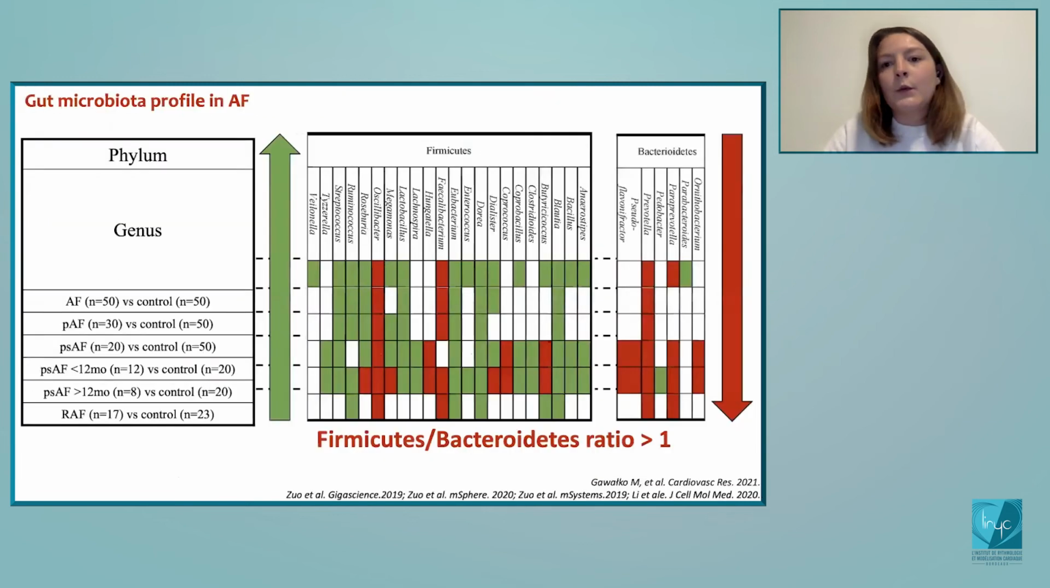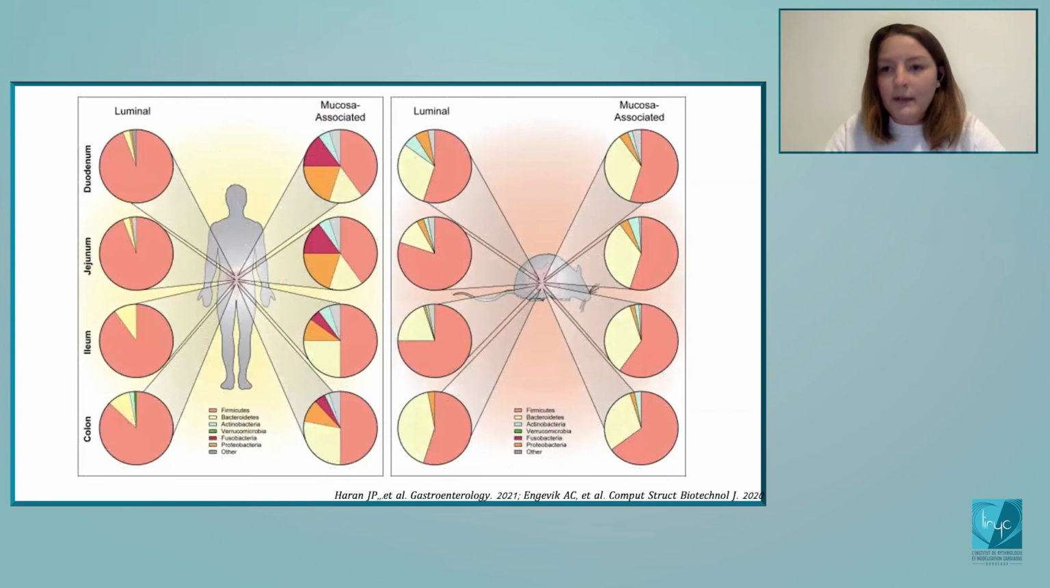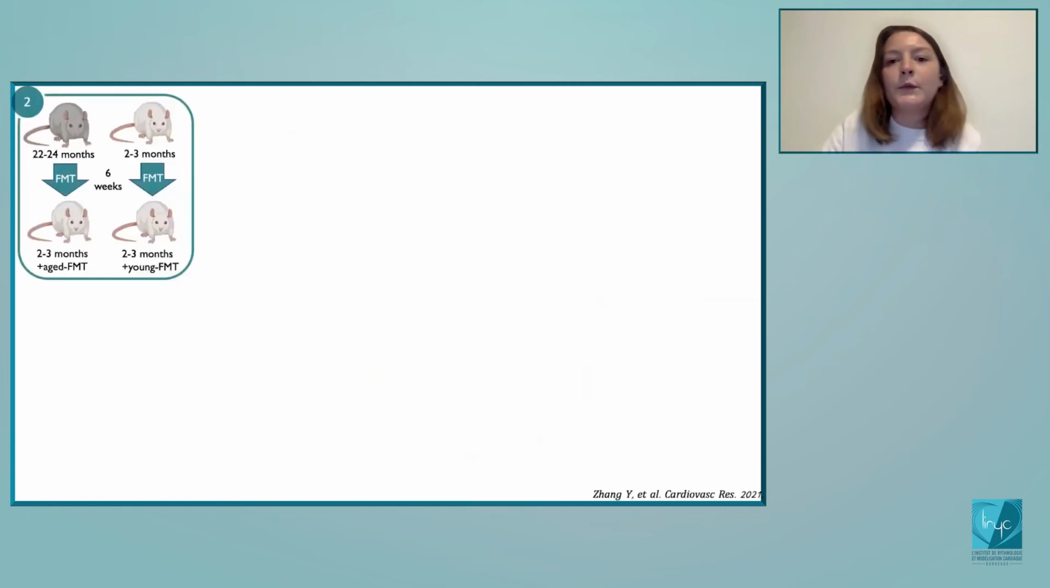But here I would like to underline that those results of the Firmicutes to Bacteroides ratio are in contrast to what we observe in humans, where a higher Firmicutes to Bacteroides ratio is associated with atrial fibrillation, and a higher Firmicutes to Bacteroides ratio is observed with aging. But it could be explained by the difference in the gut microbiota composition between humans and rodents. Coming back to the study.